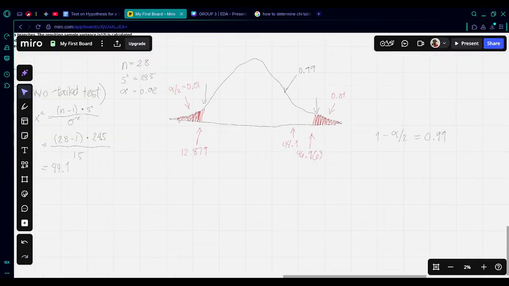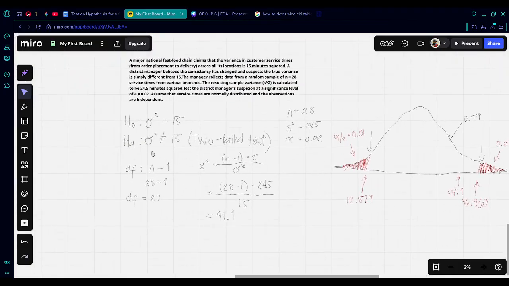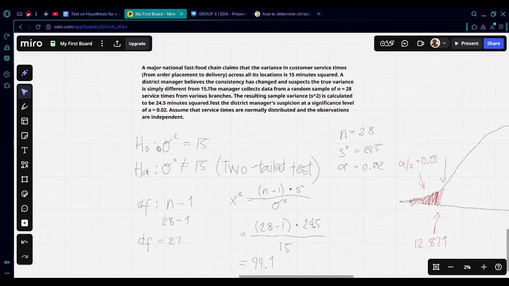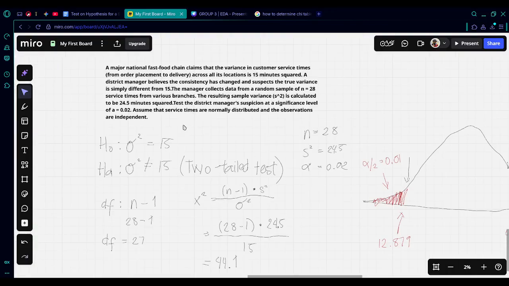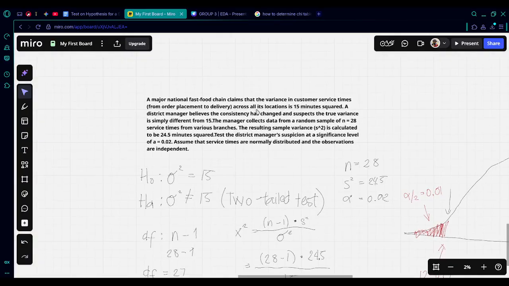So to conclude, since we fail to reject the null hypothesis, we will accept that the service times across all its locations is proven to be 15 minutes. So that is our conclusion in this problem. So let us proceed to our next problem.